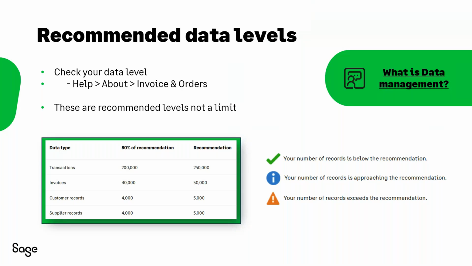When we're in the data management tool, it'll give you an indication as to where your data sits within the recommended levels. You can see on the slide, a green tick means that everything's great. It's within that recommended level. The blue eye means that you're approaching the top of that recommended level, and the orange warning means that you've exceeded it. So the other way to clear out older invoices is to use the data management tool. We'll pop back into the program and have a look at that.